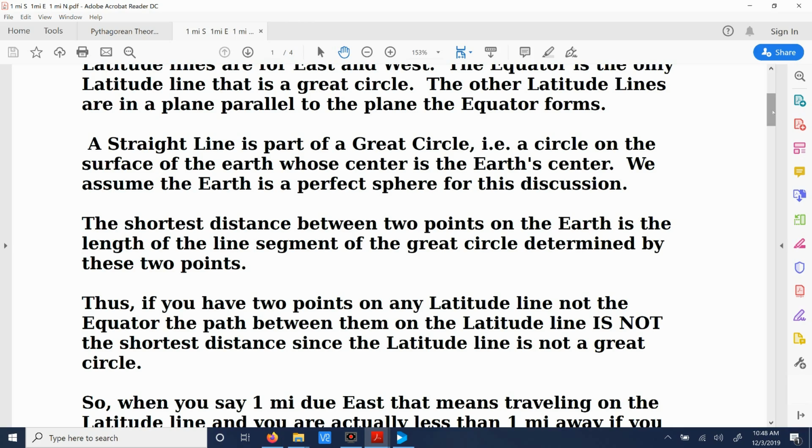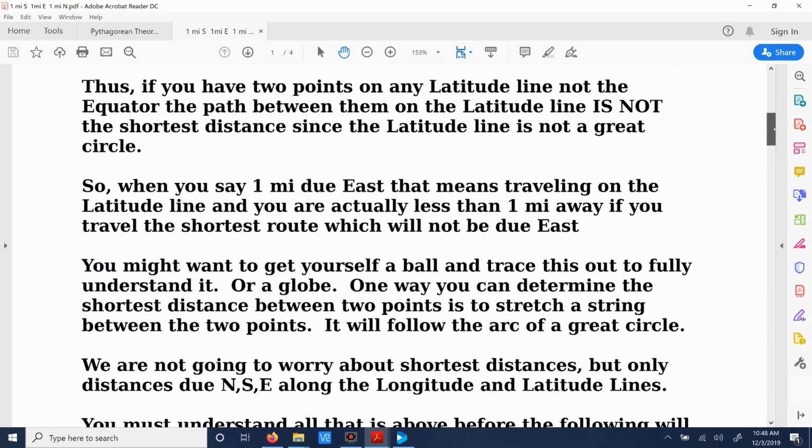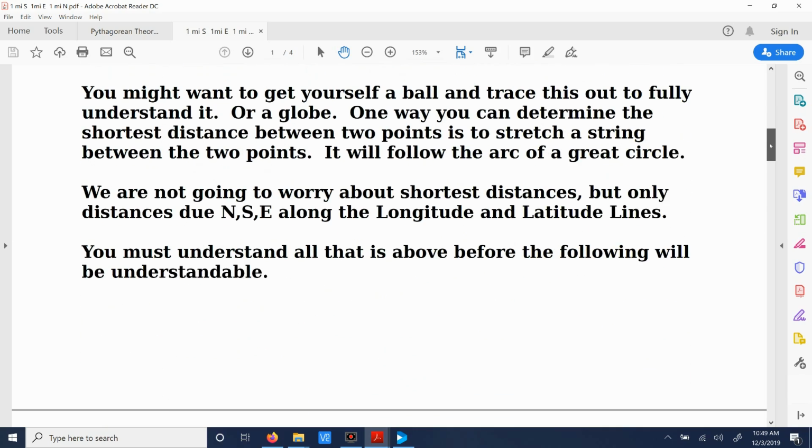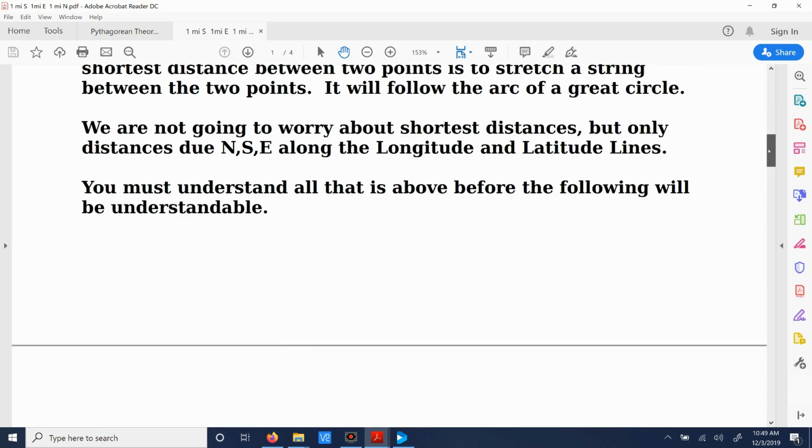But if you're told to go 1 mile due east, that means on a latitude line. So for the purpose of this discussion, we don't really care about shortest distances. We care about going on longitude lines and latitude lines. So when I say to go 1 mile due east, I mean on a latitude line. The truth is, when you get there, you're going to actually be a little bit less than a mile away because you didn't take the shortest distance, but we don't care about that. And like I said, I suggest that you get yourself just a ball even, and start playing with it, looking at it and marking on it and so on.